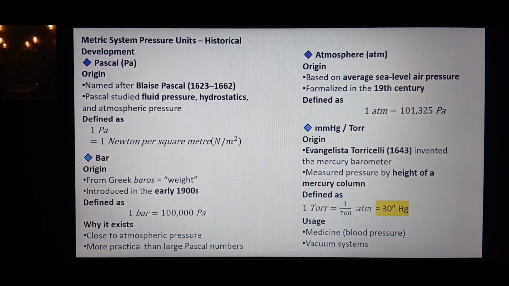Millimeters Hg or torr. The origin, Evangelista Torricelli, 1643, invented the mercury barometer. Measured pressure by the height of the mercury column. It was defined as 1 torr is equal to 1 over 760 atmospheres, which is equal to 30 inches mercury, roughly. The usage was basically used in medicine to measure blood pressure and in vacuum systems.